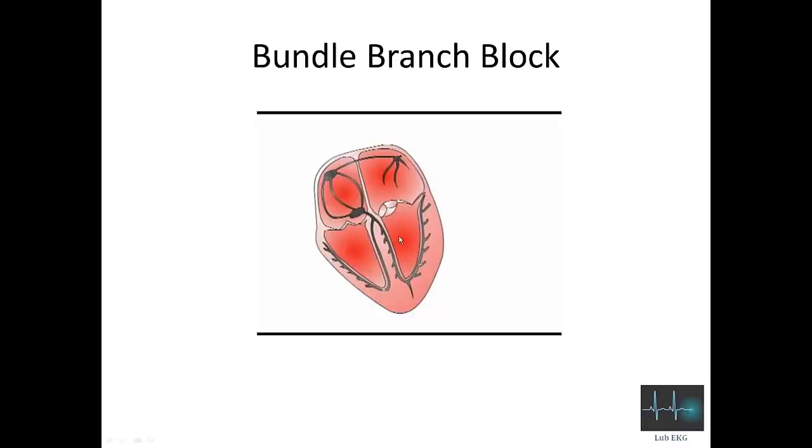When you have a blockage of a bundle branch, it means that the signal will propagate through the ventricle at a much slower rate. This is clearly a ventricular arrhythmia, so we should be able to look into our crystal ball and think, how big should the QRS complexes be? Well, they should be bigger. They should. Not always, but they should.